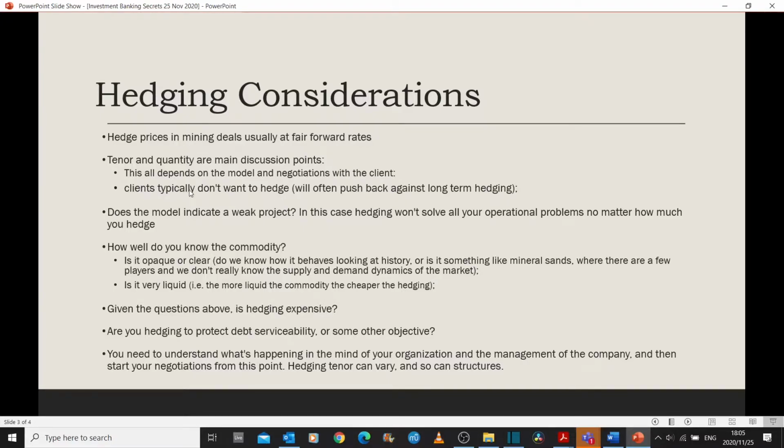Important point, clients typically don't want to hedge. They'll often push back against long-term hedging. Why? Because when a client starts a mine, for instance, a gold mine, what they're banking on is they have cash costs to extract the gold from the ground, and then they sell the gold at the market price. What they're banking on is, because it's a commodity market, the prices are cyclical. So you can get periods where the commodity price runs up. And what we're seeing nowadays with somewhat of a bull market in copper and gold is the gold producers are really making money hand over fist right now.